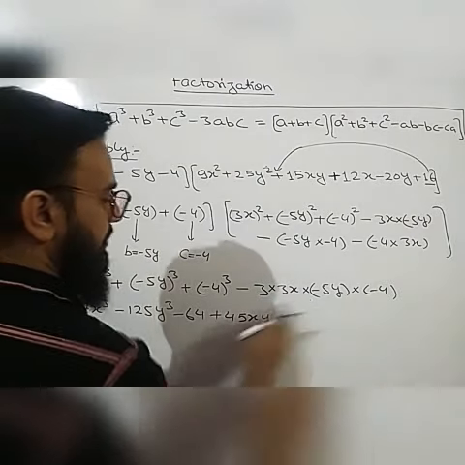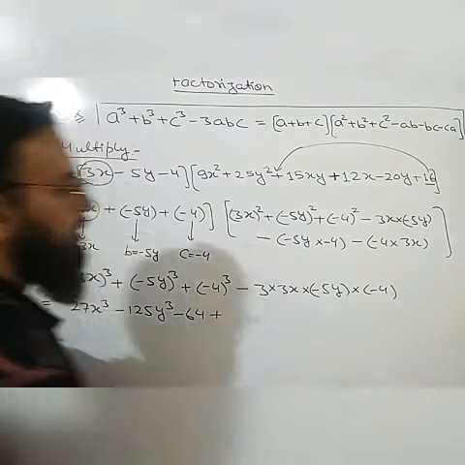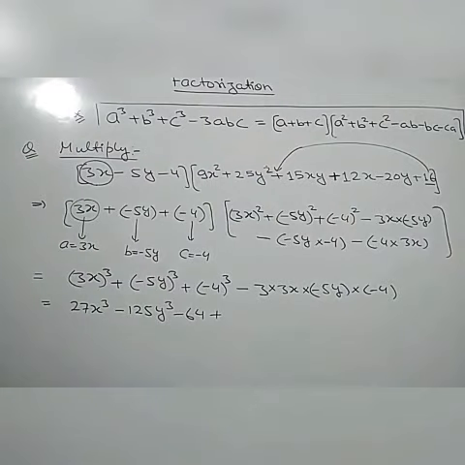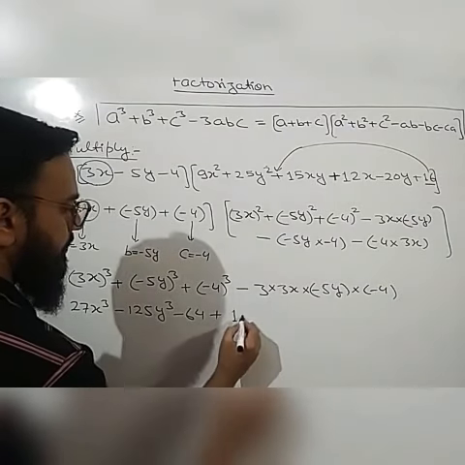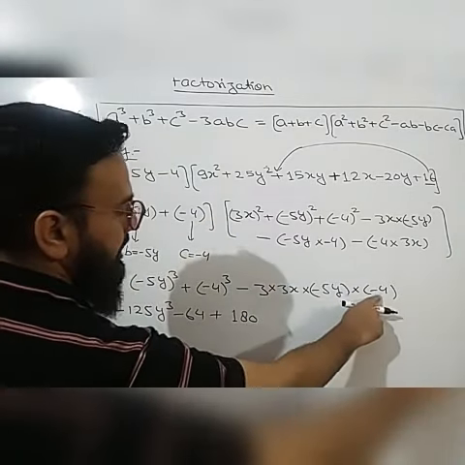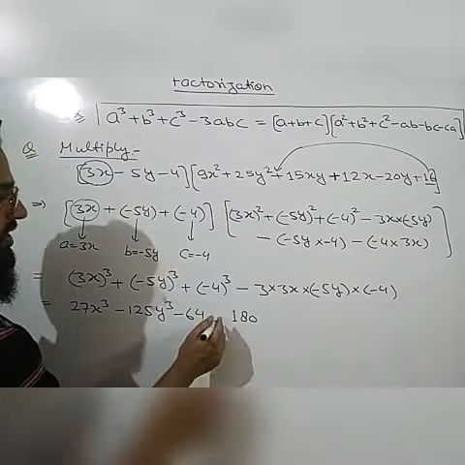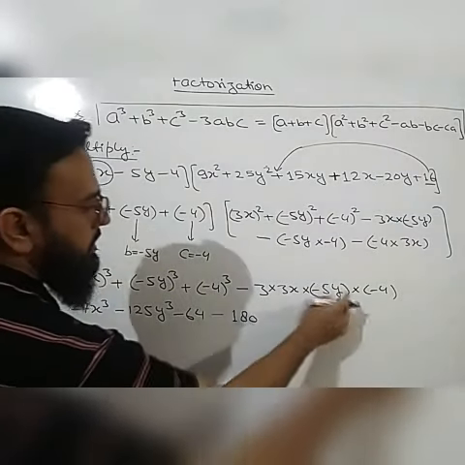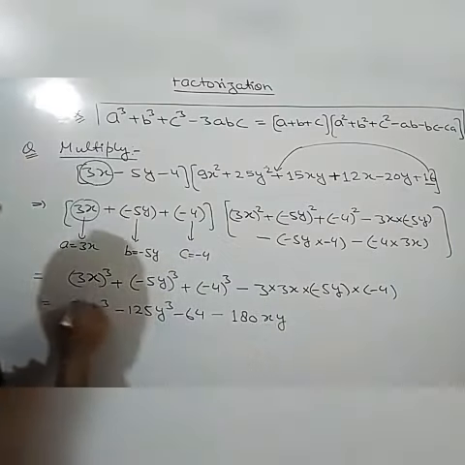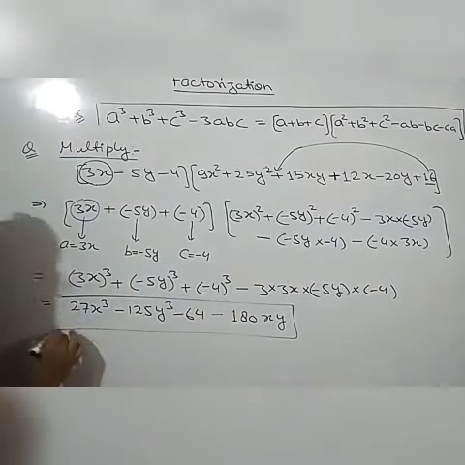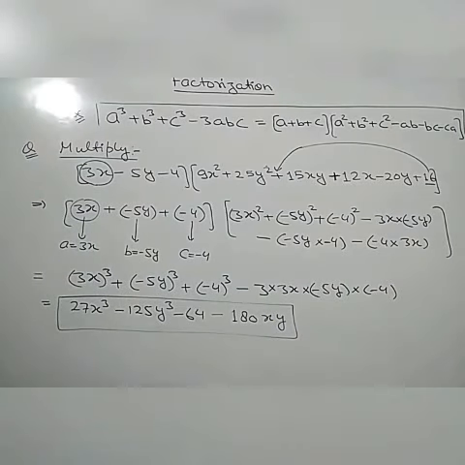3 3s are 9, 5s are 45, and this is also 4. So what will be its value? 4 5s are 20, 3s are 60, 3s are 180. So it will be equal to 180. It will be 180. This is minus minus plus plus minus minus. So it will be minus 180 x into y. And this will be the final answer which will come after the multiplication.